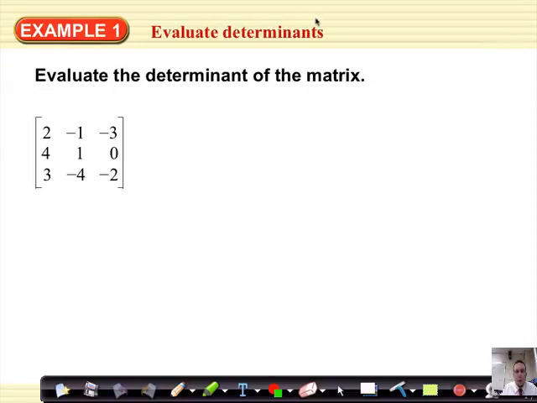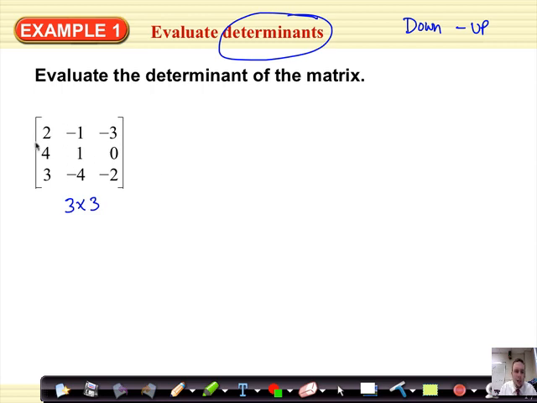Alright, what we want to do now is evaluate the determinant of this one here, which is a 3 by 3. You just learned how to do a 2 by 2. Basically, it's just downward minus the upward. Okay? Similar for a 3 by 3, only more complicated.